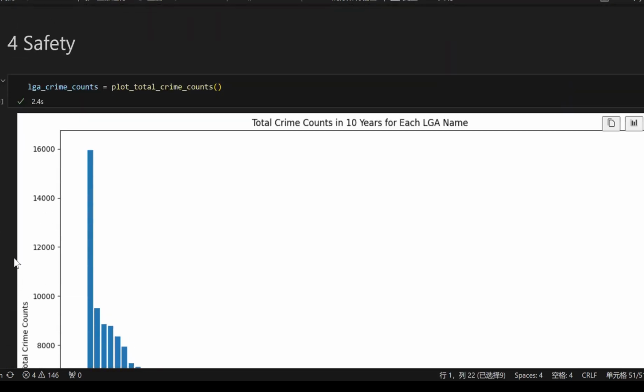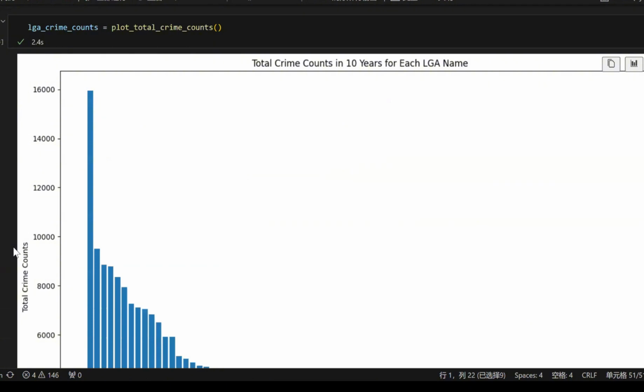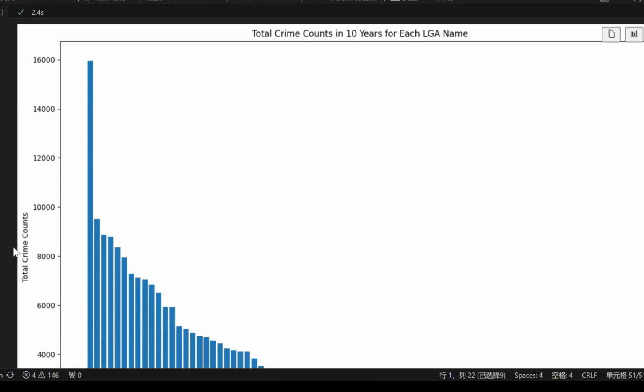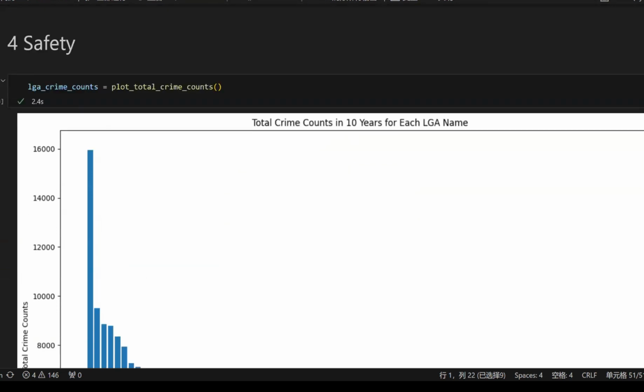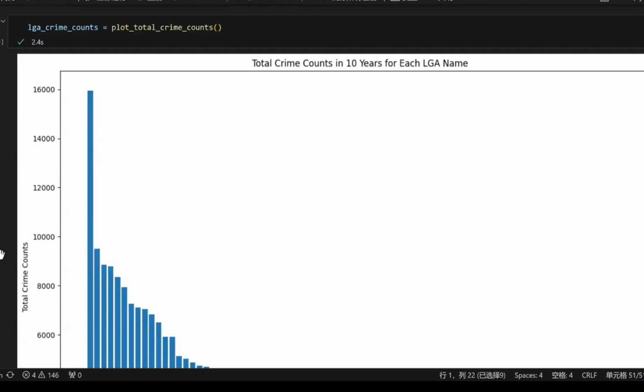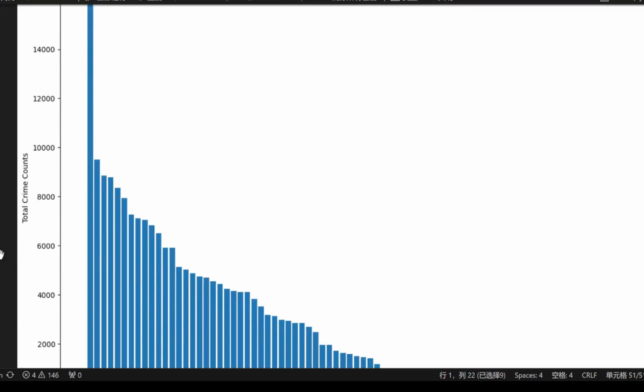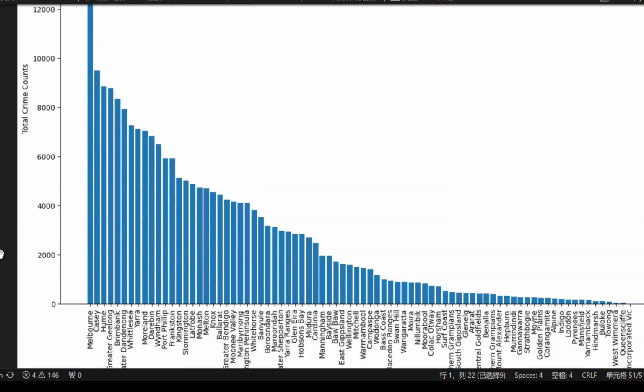For visitors, choosing a safe destination is one of the important factors to ensure a pleasant and smooth trip. Hence, we provide detailed information on safety conditions across destinations. We identify crimes of particular concern to tourists, such as assaults, robberies, and theft. A histogram displays the total number of these crimes over 10 years.